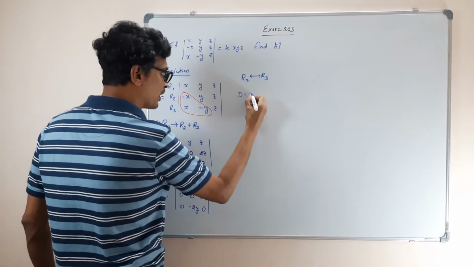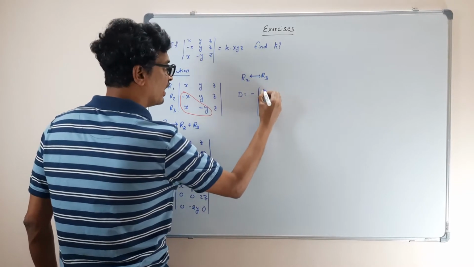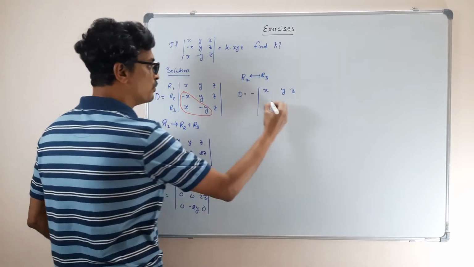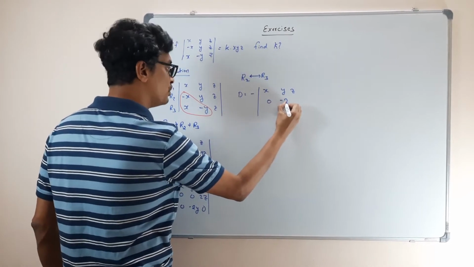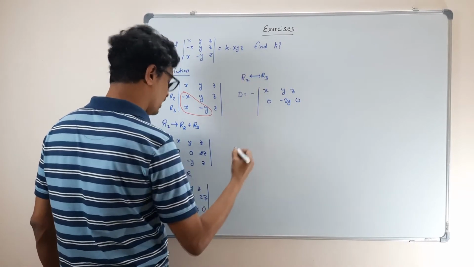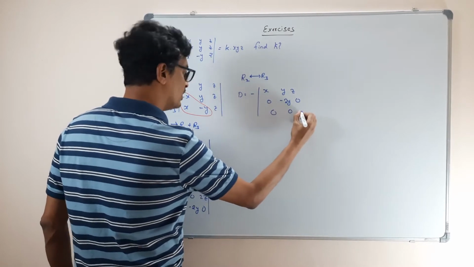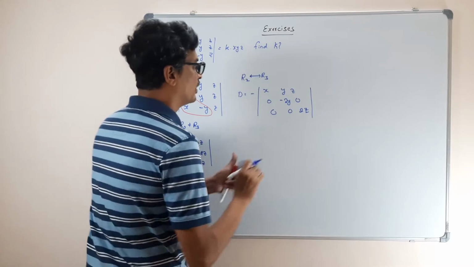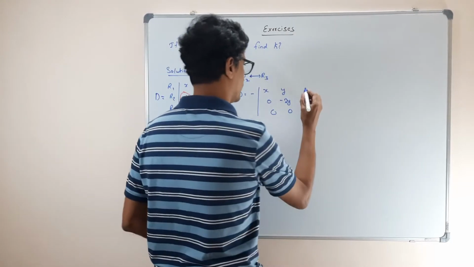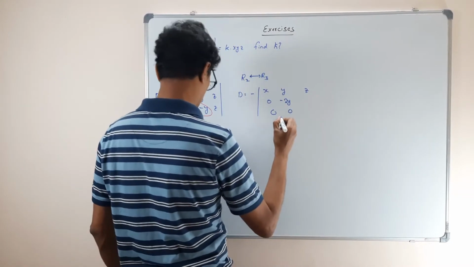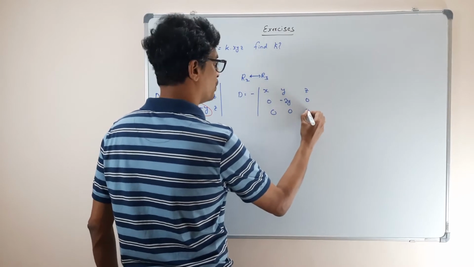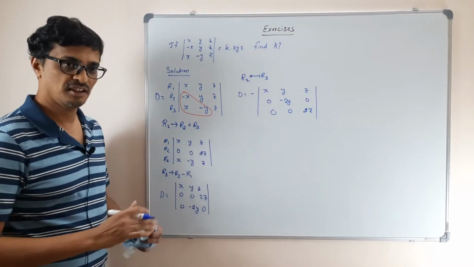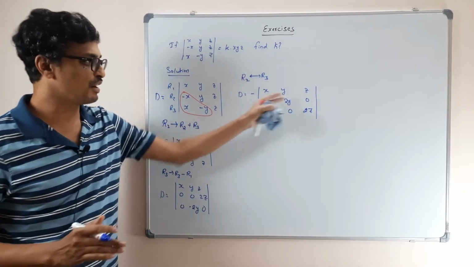So then D will become minus of X, Y, Z, that is same. So this will become 0, minus 2Y, 0 and then 0, 0, 2Z. We got the answer, right? I write it neatly. This is Z, 0 and 2Z. Good. So now you got a triangular matrix.